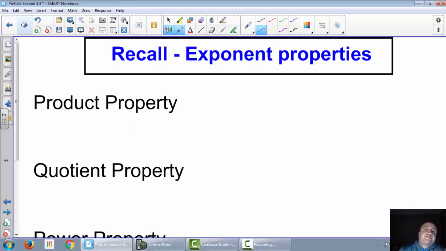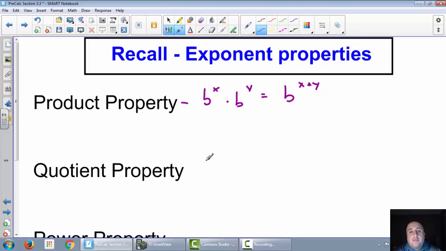All right, so let's recall. We used to have some exponent properties. And what were these exponent properties? The product property said if you have the same base multiplied with exponents, you add your exponents together. Okay, that was the product property. So if you have the same base raised to exponents, you add your exponents together.